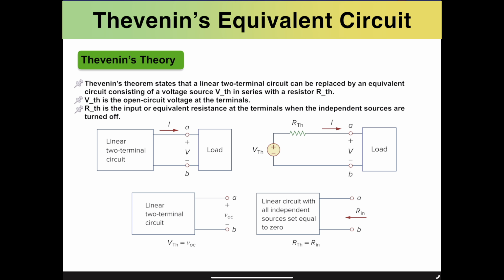Essentially, Thevenin's theorem states that every linear two-terminal circuit can be replaced by an equivalent circuit, as you can see here on this screen, with a series combination of a voltage source and a resistor. So we can summarize a complicated circuit that can have many branches and nodes into a simplified version of it that has only one voltage source and one resistor.